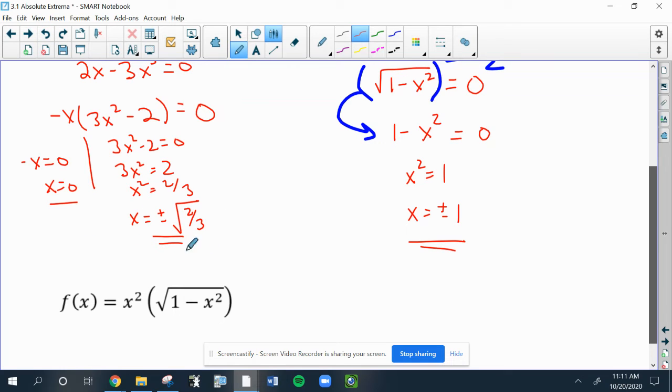Here's the hard part. Let's start with negative square root of 2/3. If you plug negative square root of 2/3 into this, will you get a valid answer? Will you get something that's defined? Think about it first. If you can do this mentally, better yet. So hopefully your conclusion was, that was fine. We get an answer.